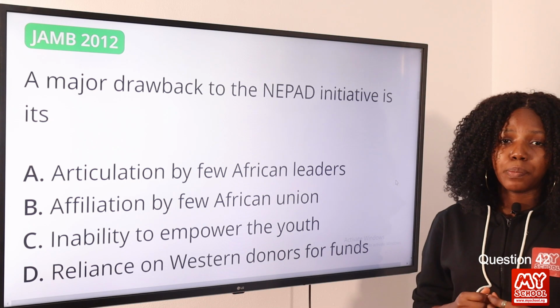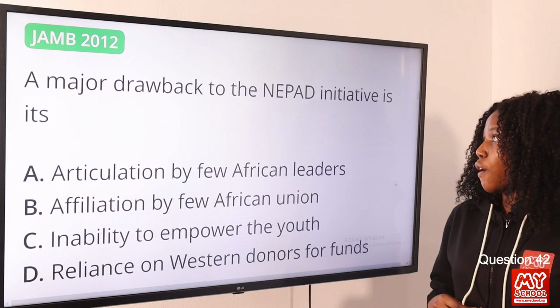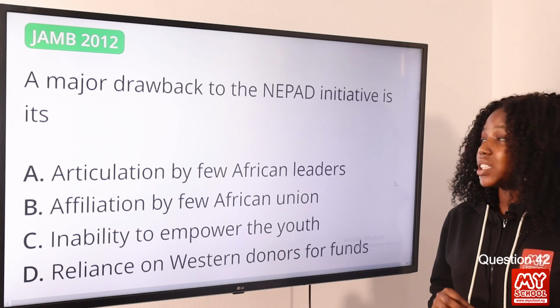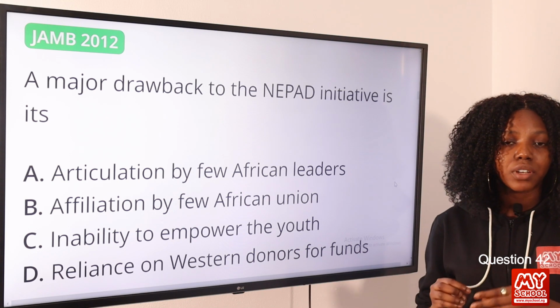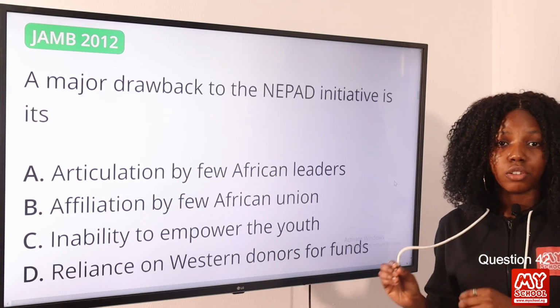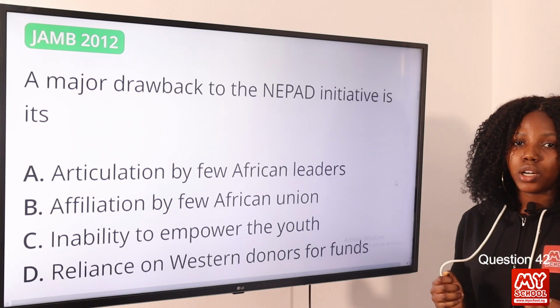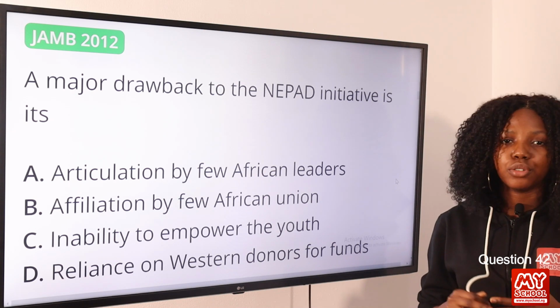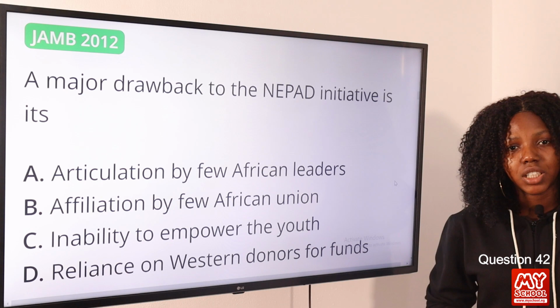Now, a major drawback to NEPAD, which is the New Partnership for African Development, an African initiative to overcome the obstacles of African development, is that this organization is in partnership with Western countries, mainly for funds. A list of these countries includes USA, UK, Italy, Germany, and so on. So the answer to this question is option D.